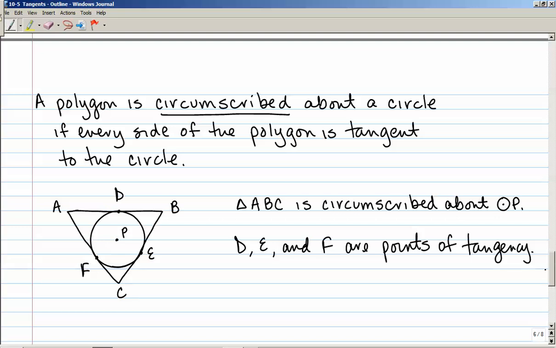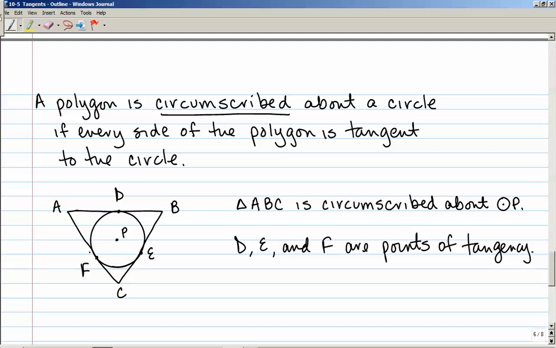A polygon is circumscribed about a circle if every side of the polygon is tangent to the circle. So here we have triangle ABC, and it is circumscribed about circle P. The word circumscribed literally means written around. So triangle ABC is written around the outside of circle P, and it touches circle P at these points of tangency. That would be D, E, and F.